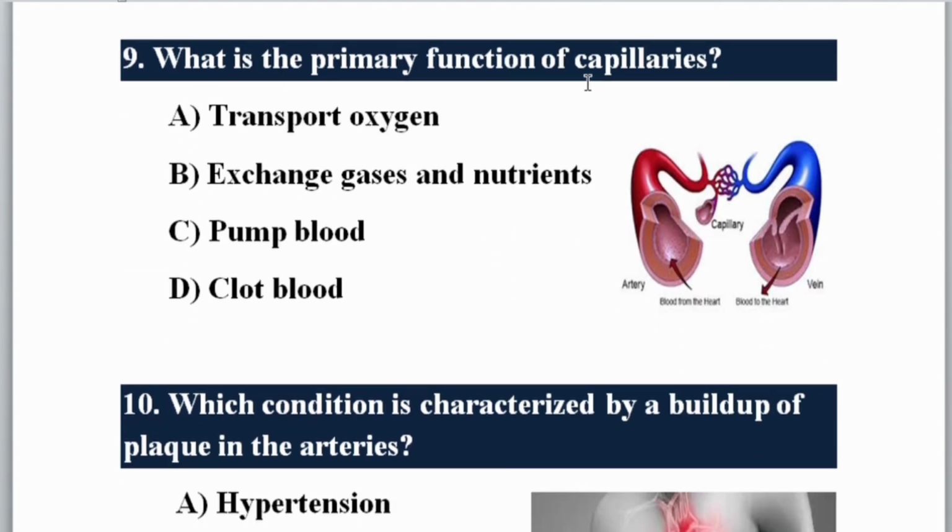What is the primary function of capillaries? Alpha, transport oxygen? No. Beta, exchange gases and nutrients? Yes. Capillaries exchange gases and nutrients.